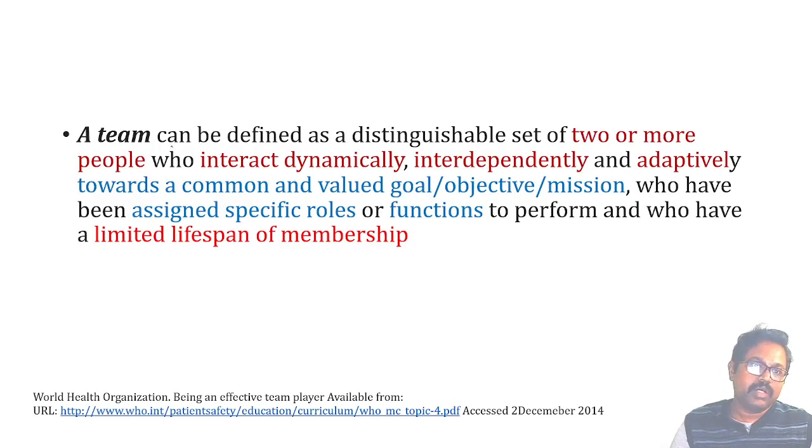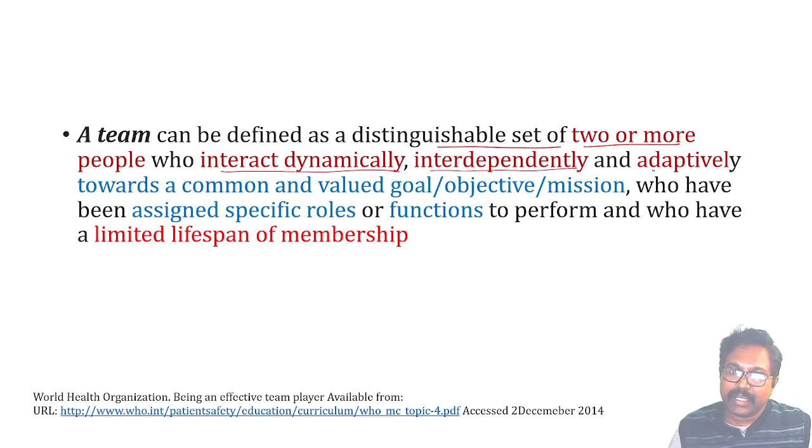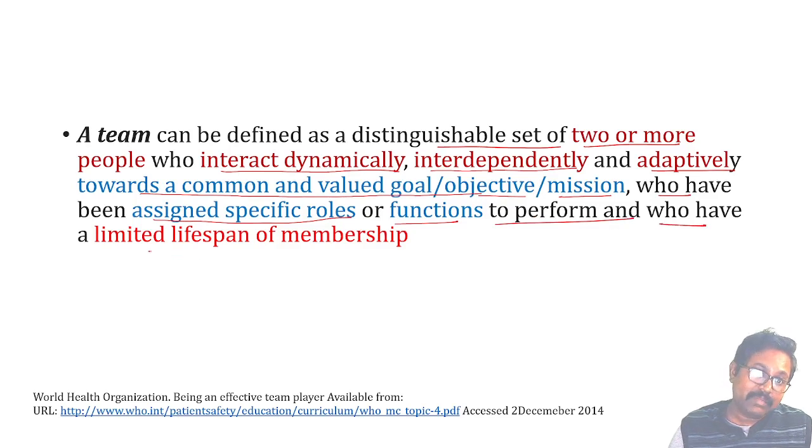A team can be defined as a distinguishable set of two or more people who interact dynamically, interdependently, and adaptively towards a common and valued goal, objective, or mission, who have been assigned specific roles and functions to perform, and who have a limited lifespan of membership. So as you can see here, there are three to four important things which you need to understand from the word team.